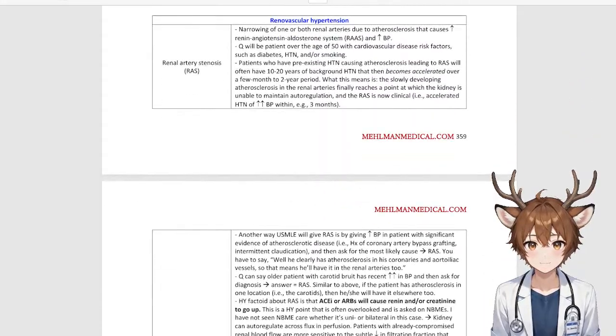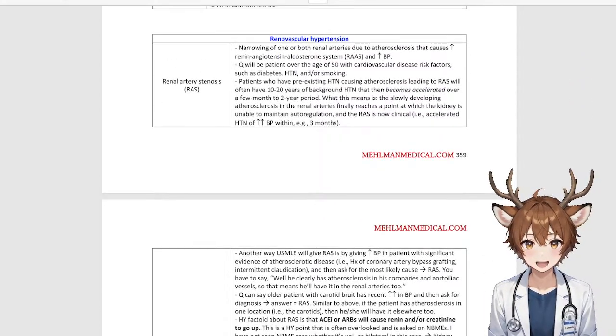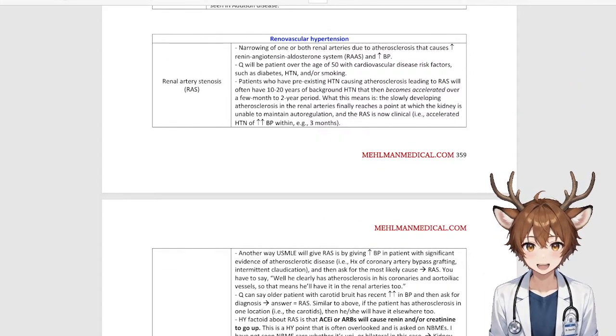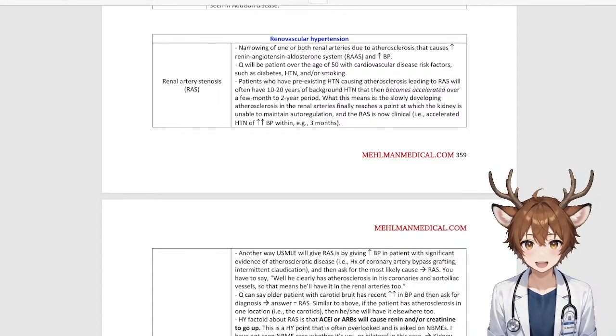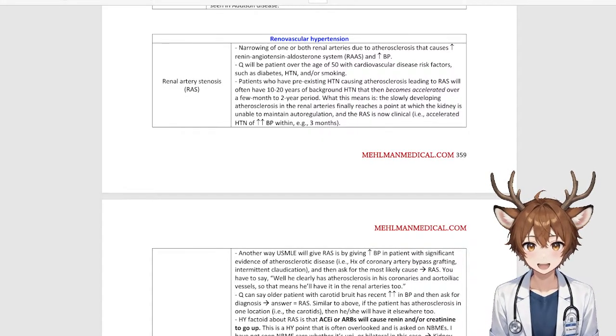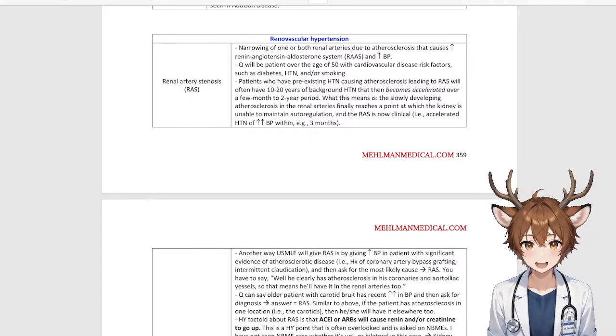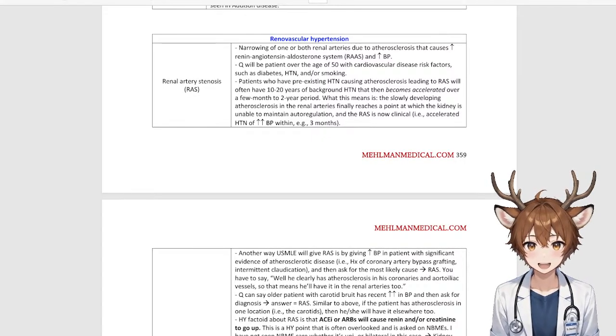So we were ending off on page 359, and we're going to continue with the section all the way up to page 375, which is where it should end, around that page. So that shouldn't be too crazy. So let's begin with renovascular hypertension.